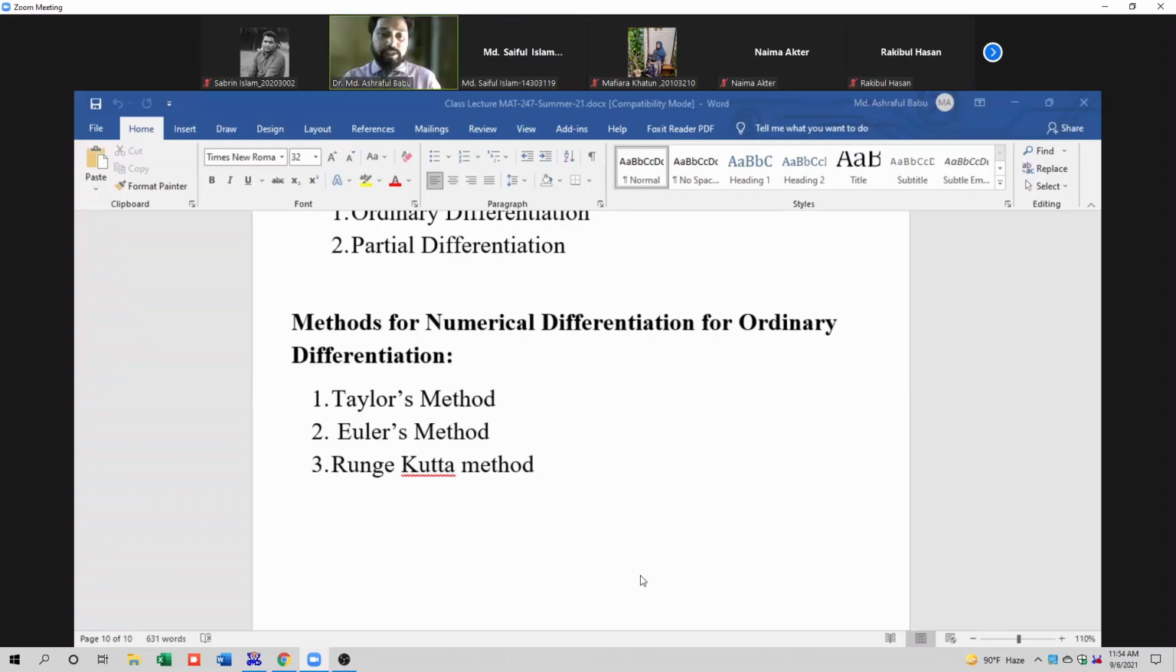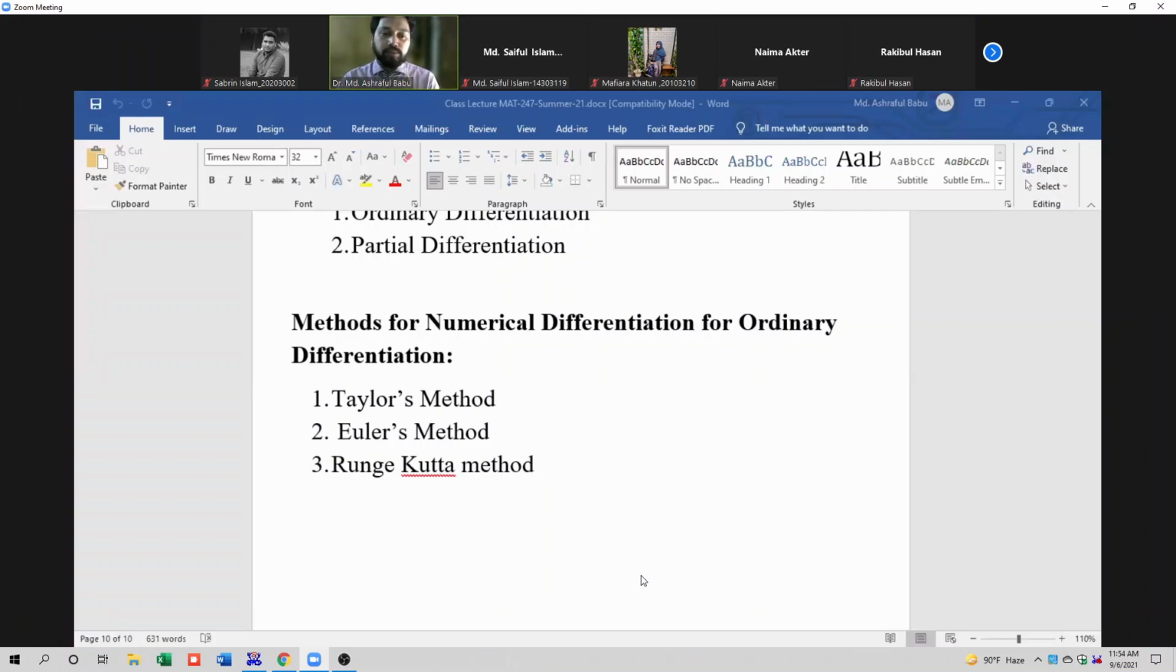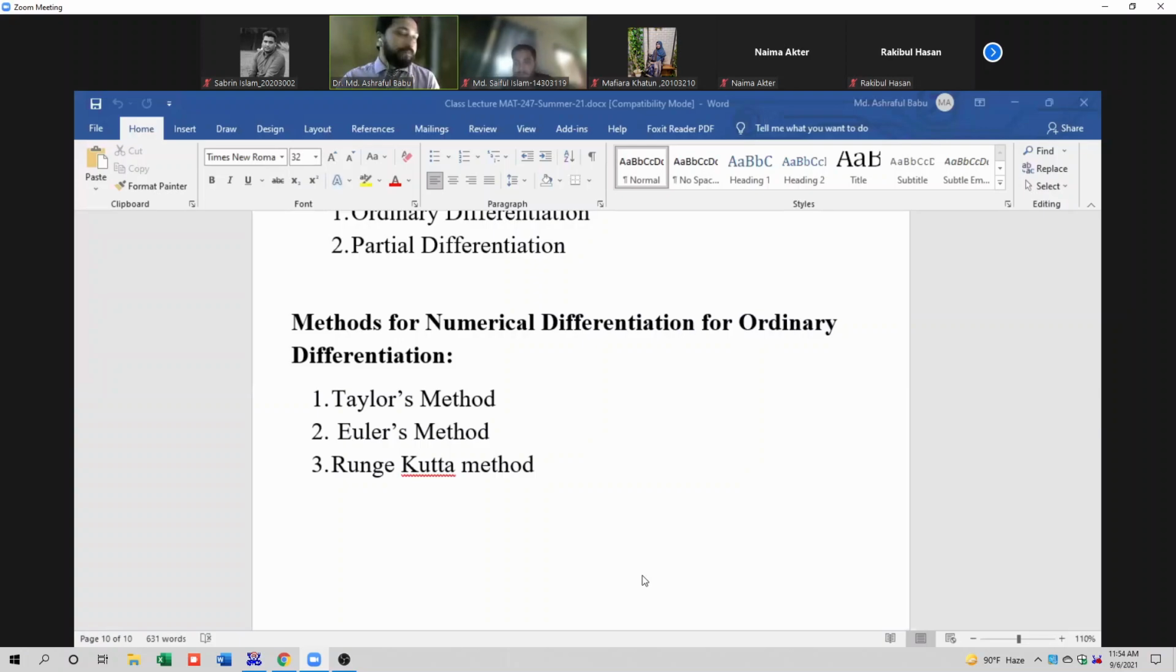So yesterday, in the last class, we talked about numerical differentiation. How can you differentiate numerically a function? And we said that there are three methods: Taylor's method, Euler's, and Runge-Kutta method. So now today we talk about Taylor's method.